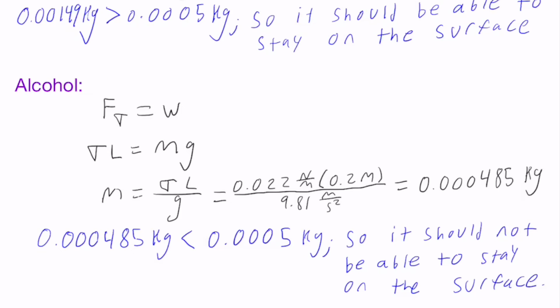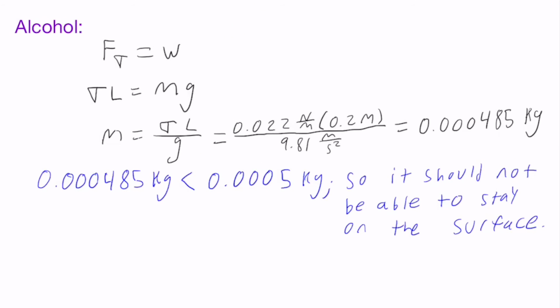For alcohol, we start with the same equation, solve it for mass, and we come out to 0.000485 kilograms. That is less than the mass of the paperclip, so it should not be able to stay on the surface. So I have a cup of water and a cup of alcohol. I have two similar paperclips that I'm going to try to place on the surface of each liquid. Let's see what happens.